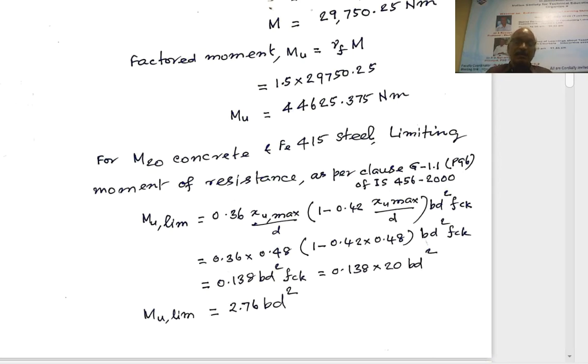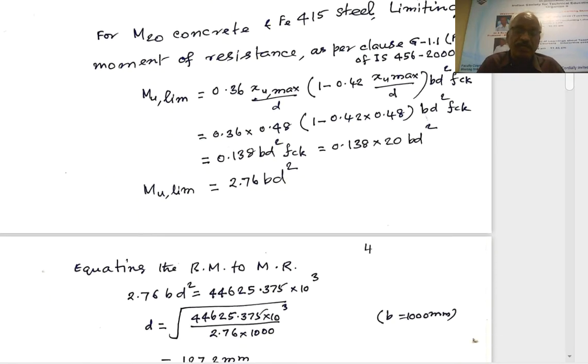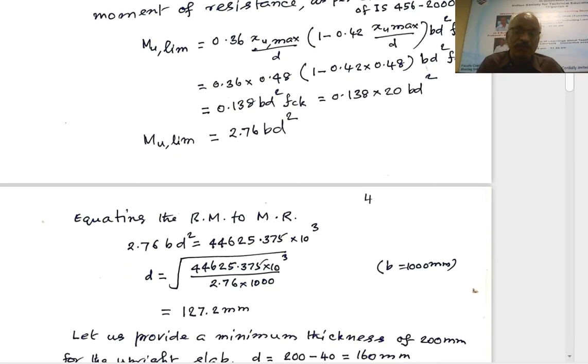Either we can say 2.76 b d square or 0.138 fck b d square. That's the formula for the limiting moment of resistance. So, equating the limiting moment of resistance to the maximum bending moment, that is 44,625.375 Newton meter, we get the thickness. Here again we are considering 1 meter length. 1 meter is 1000 mm.